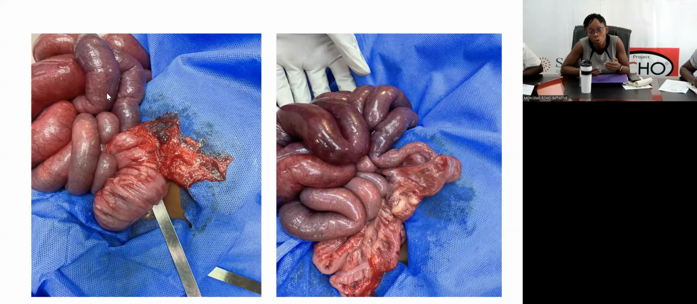That's why it's looking dusky. It's all within this pink looking one. This pink looking one is the colon. For it, all it did was receive the bowel that came in. So its blood supply is not really compromised. At most, it's actually edematous.